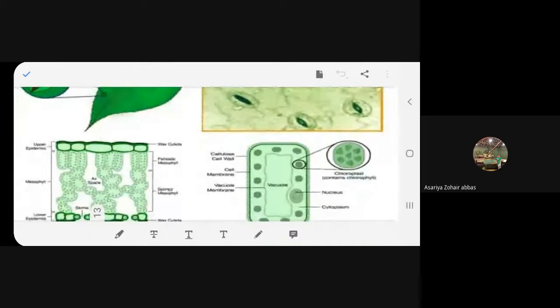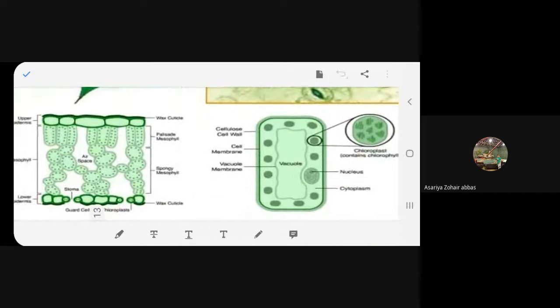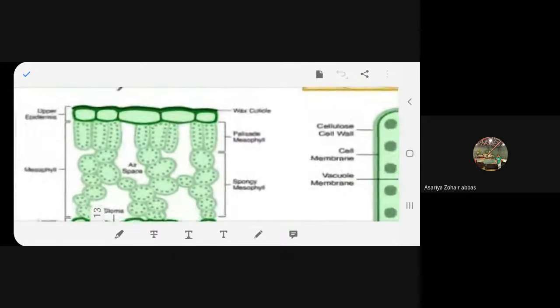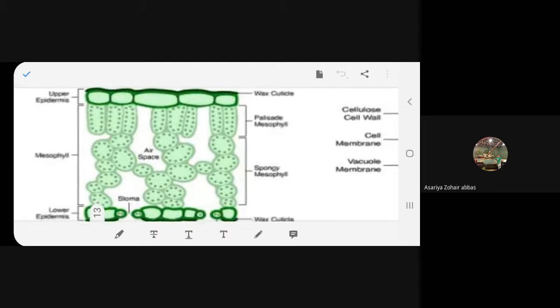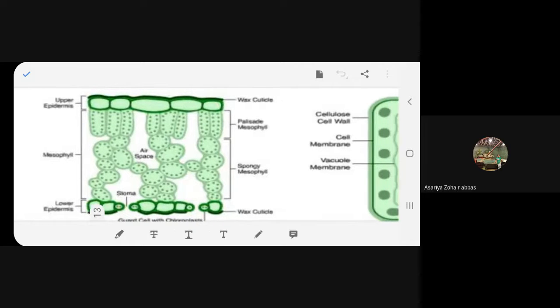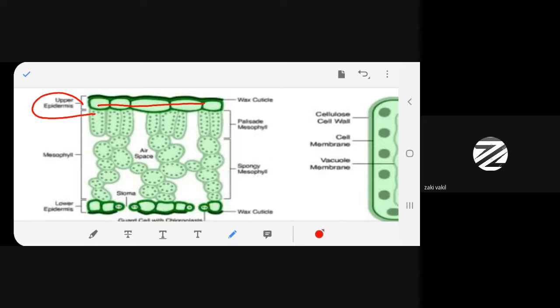Same thing. Look over here. This is a section of a leaf. How does it look? Let's see. This is the upper epidermis. Can you see this? On top of that, you have a thick layer of cuticle wax.